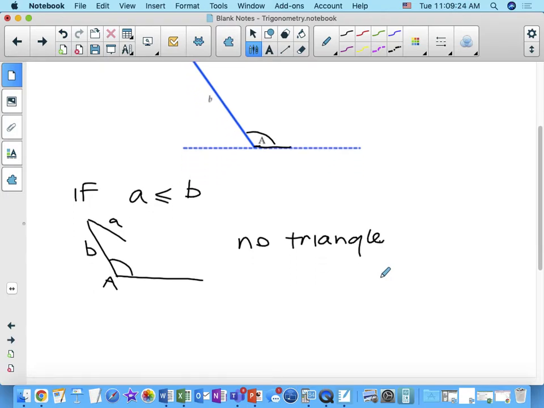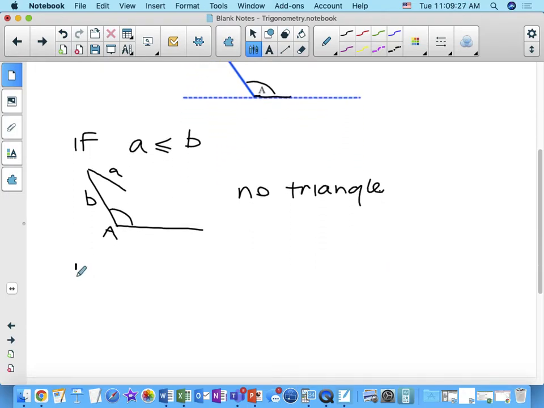And if A is obtuse and A is greater than B, so here's B, here's angle A, here's side A, there's only one triangle that's possible.